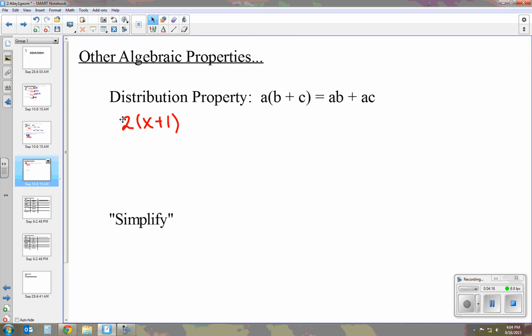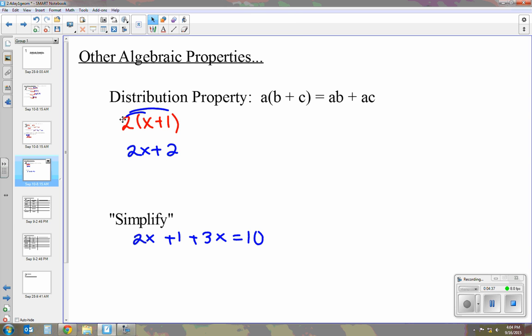So we're going to do exactly that. We distribute, and we get the 2x plus 2. And so we can say that we use the distribution property for that. And our very last one that I'm going to talk about is simplify. So say we have something like 2x plus 1 plus 3x equals 10.